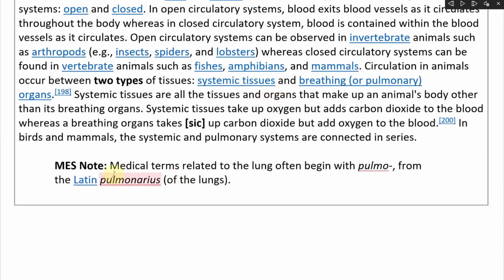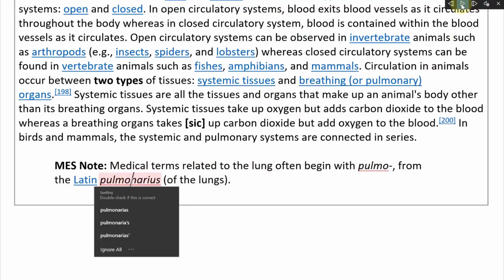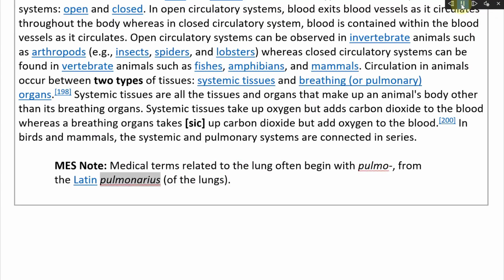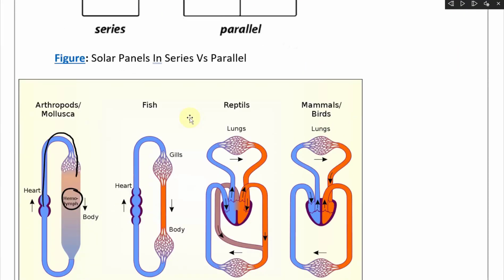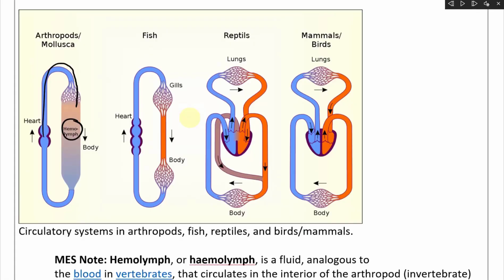The medical terms related to the lung often begin with pulmo-, from the Latin pulmonarius, meaning of the lungs. Let's see the pronunciation. Pulmonarius. So here, breathing or pulmonary, meaning of the lungs. Very interesting. Now let's look at circulatory systems in arthropods, fish, reptiles, and birds/mammals.